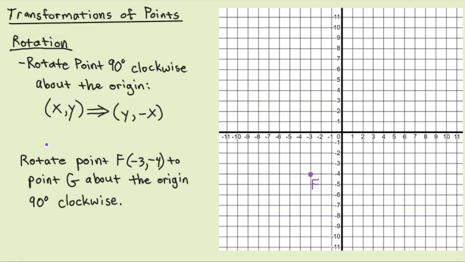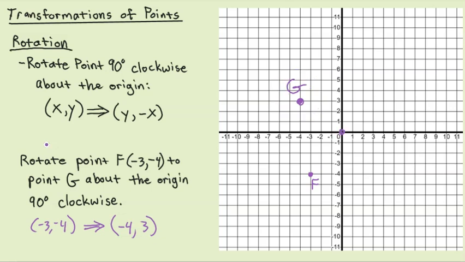I know that my point -3, -4 is translating into the point, so I'm going to take the Y value and put it first. So I'm going to wind up with -4 first. Then I'm going to take my X value and I'm going to change the sign from negative to positive. So my -3 is going to turn into a +3, and I know now that point G is at the point -4, 3. -4, 3 is right here, and that's point G. And this point is a 90 degree rotation.